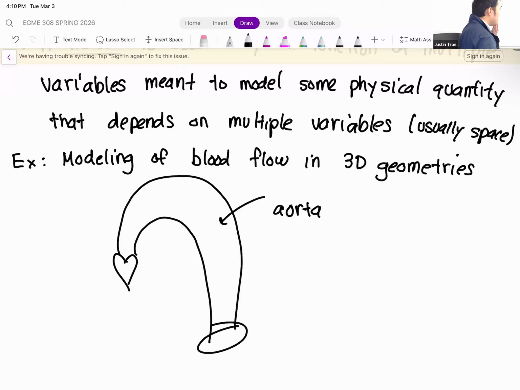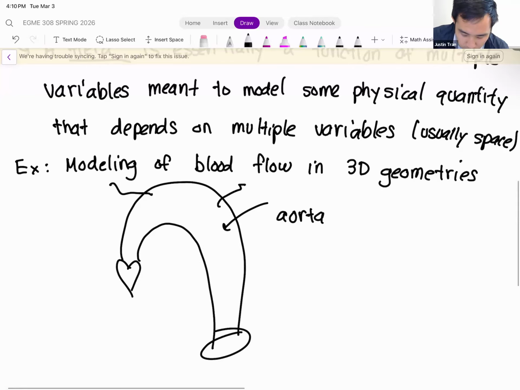Every one of us has one of these. It basically takes blood and it goes from your heart. It kind of loops up. You have blood vessels that come off this top arch. These are the blood vessels that go to your arms and your head. And then the ones on the bottom obviously go to your lower body, to your legs and your toes and your feet, right?